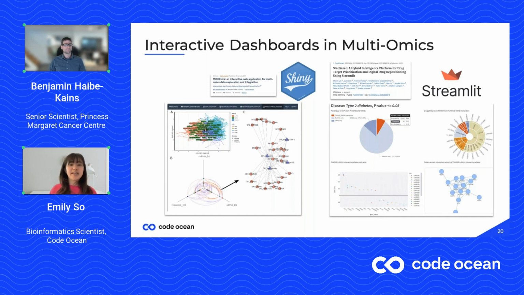And we also see examples in Shiny's Python counterpart, Streamlit. An example of this is from 2022, titled Stargazer, which is a hybrid intelligence platform powered by Streamlit for drug target prioritization and digital drug repositioning.